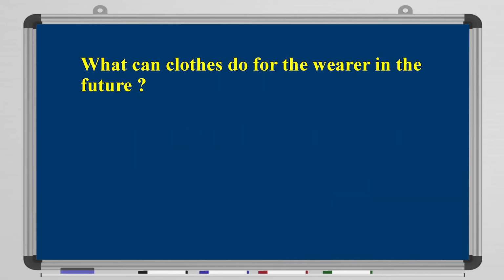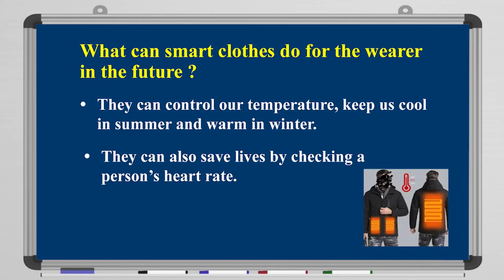For the next question, what can clothes do for the wearer in the future? Two things. They can control our temperature, keep us cool in summer and warm in winter, as well as they can also save lives by checking a person's heart rate. Can you believe that? Something very developed, something very new. We're not very used to it.